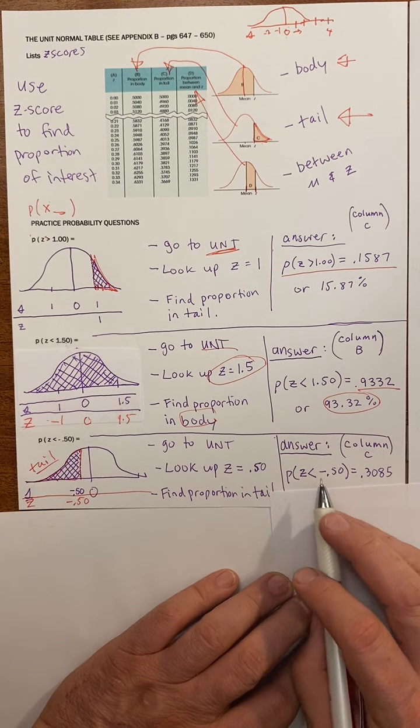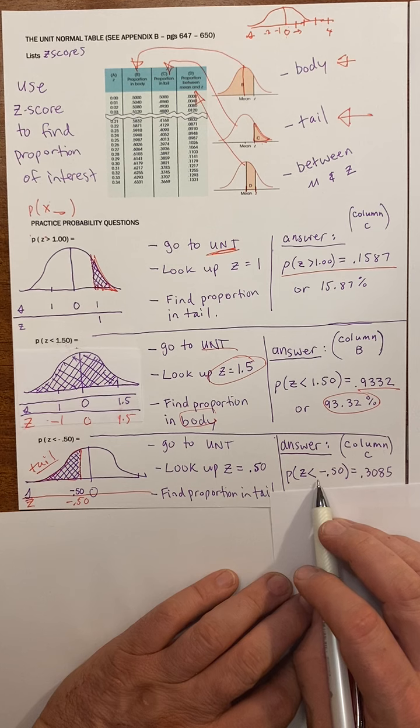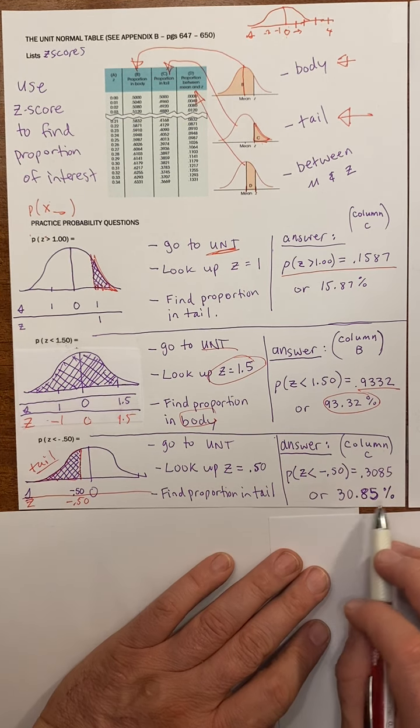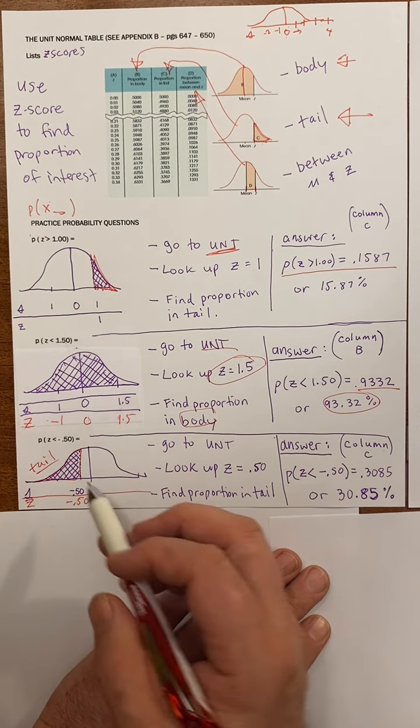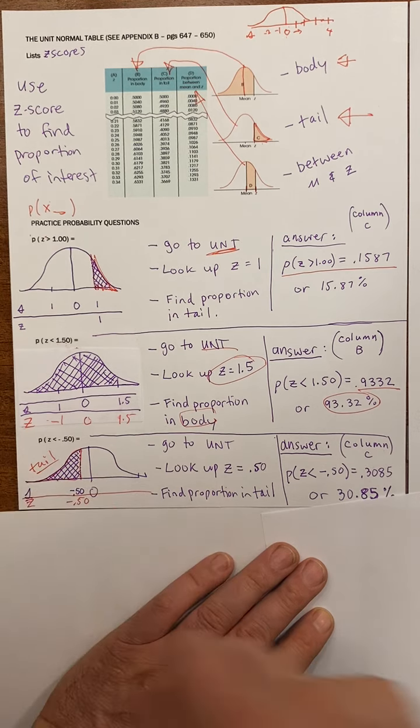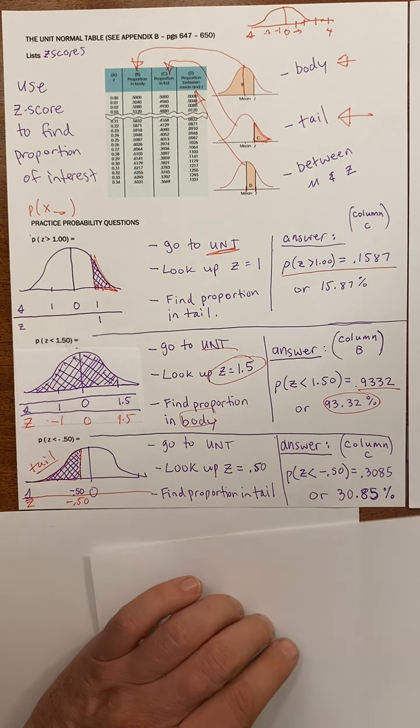So with that, what that means then is that's our answer. There's a probability of pulling a z out that's less than negative 0.50, and that probability is 0.3085, right? Or 30.85% of the curve is what we're talking about being able to pull a z out from.